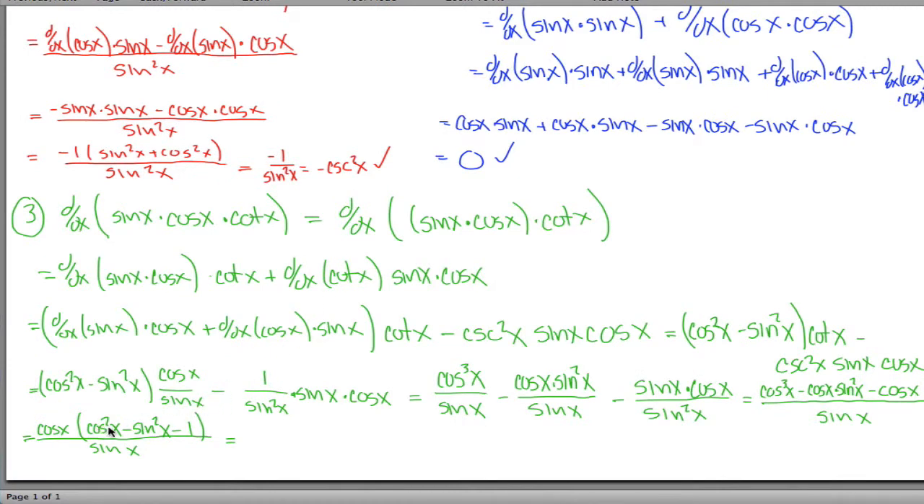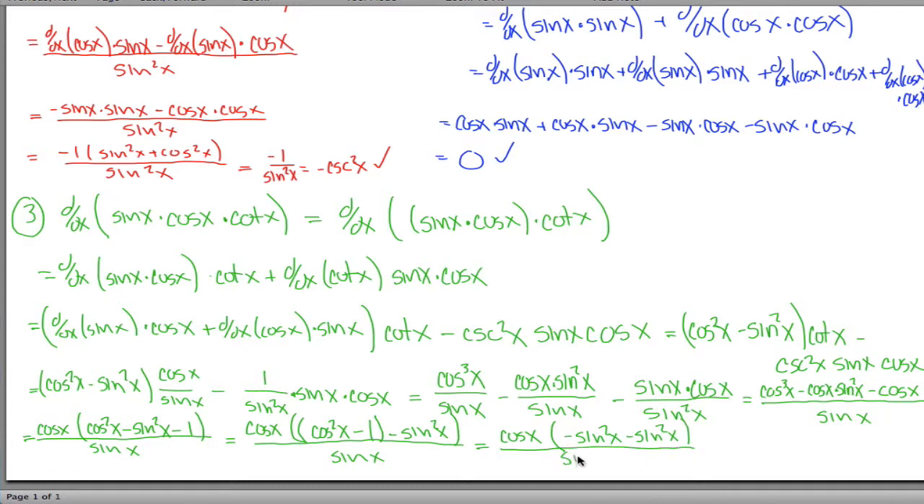So why that helps me is I have cosine squared minus 1 over here. So if you leave this cosine of x on the outside, let me rewrite this, cosine squared of x minus 1, I have this thing, and then from that I want to subtract sine squared of x. Parentheses don't change anything here, but you could put parentheses in here if you really want to see the cosine squared minus 1. Because cosine squared minus 1 is negative sine squared of x. So this is cosine of x times negative sine squared of x minus sine squared of x, divided by sine of x.